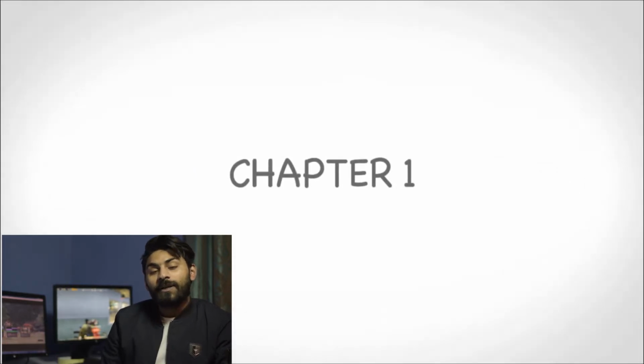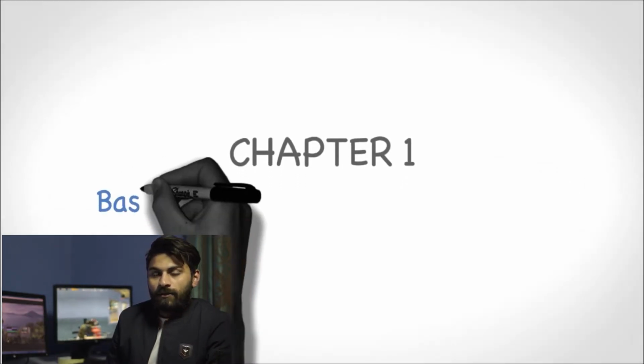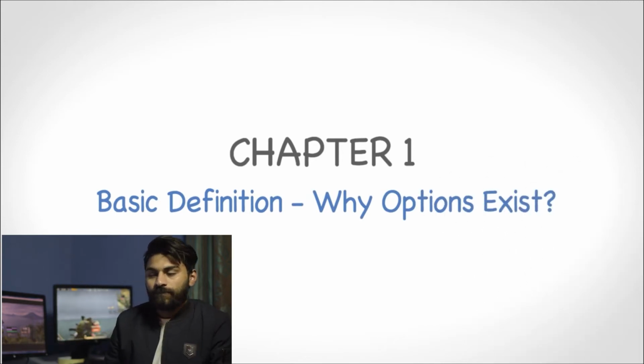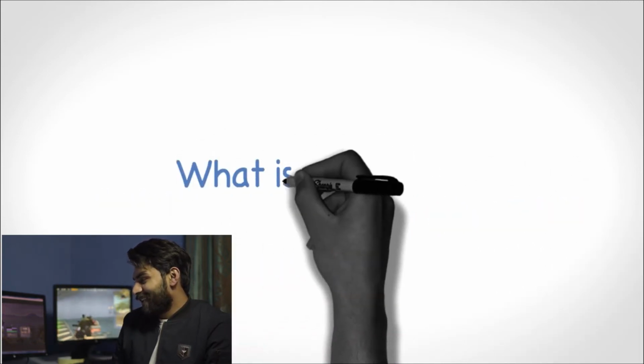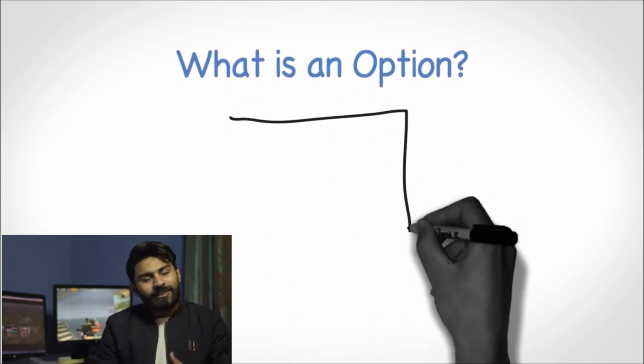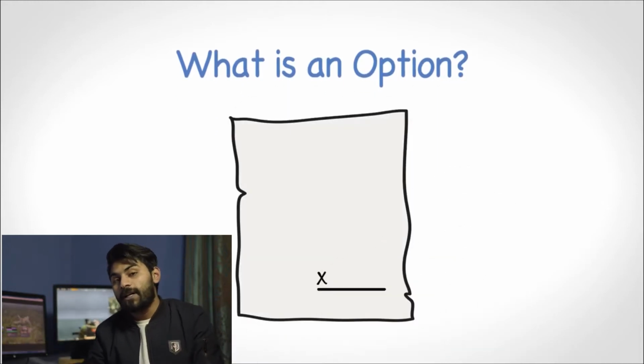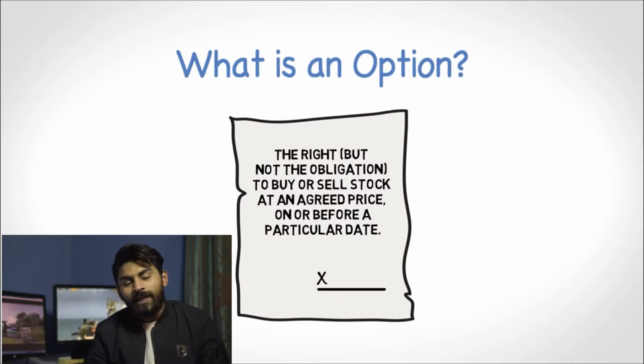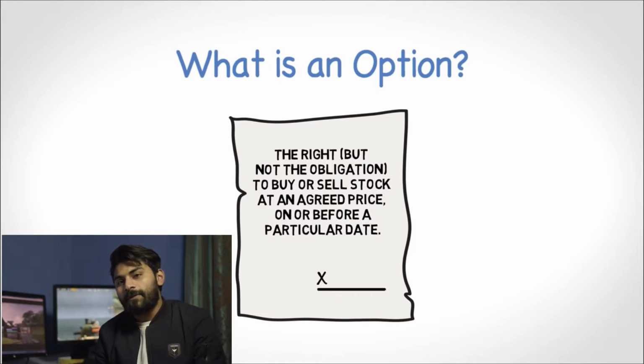Before we get into option trading strategies and all the technicals, let's talk about the basic definition of options and why they even exist in the first place. So, what is an option? An option is a contract that you can purchase that gives you the right to buy or sell stock at an agreed price on or before a particular date.